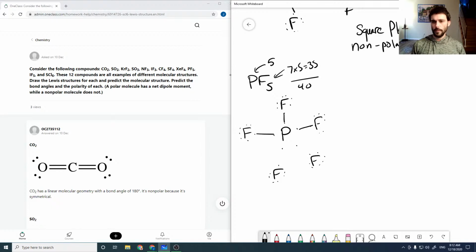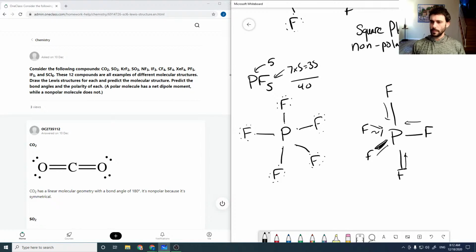And here we go. And so then we would have a structure like this, where those are out of the page. Okay. And so then although there's dipoles in here, they would all cancel. And so this guy's nonpolar. That's a 90-degree angle. These are 120-degree angles. The structure is trigonal bipyramidal.